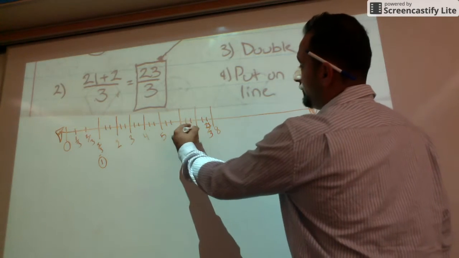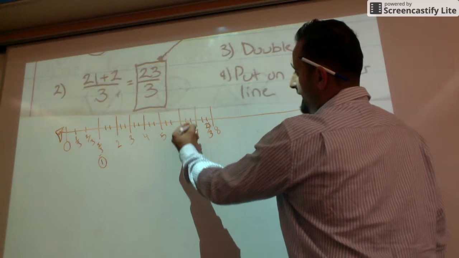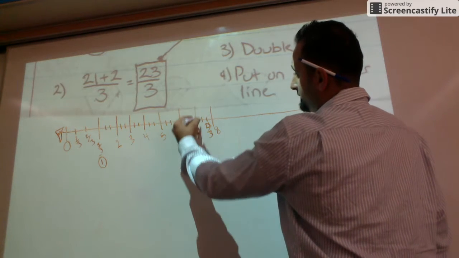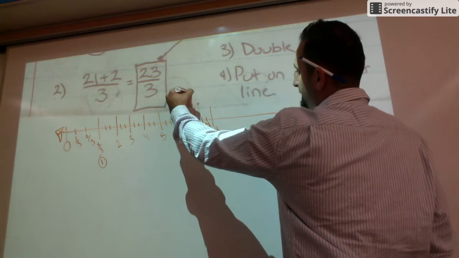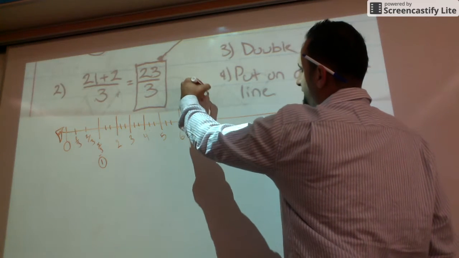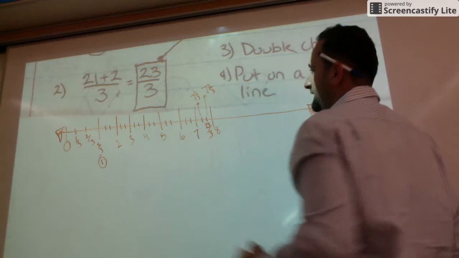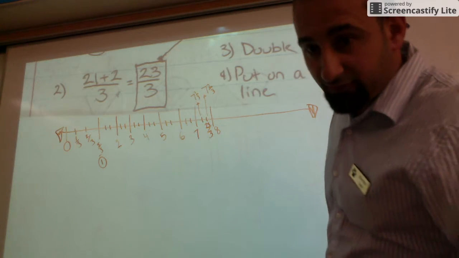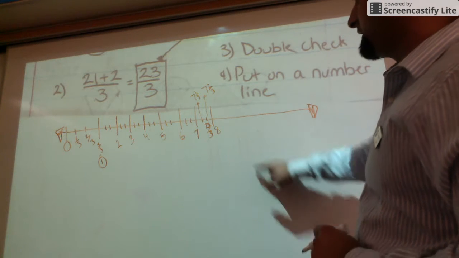Now, if I know this is 7 wholes, then I know what this next fraction is going to be. This fraction is going to be 7 and 1 out of 3. And then the one after it is going to be 7 and 2 out of 3. Okay? If you can't see it, just try the best that you can.